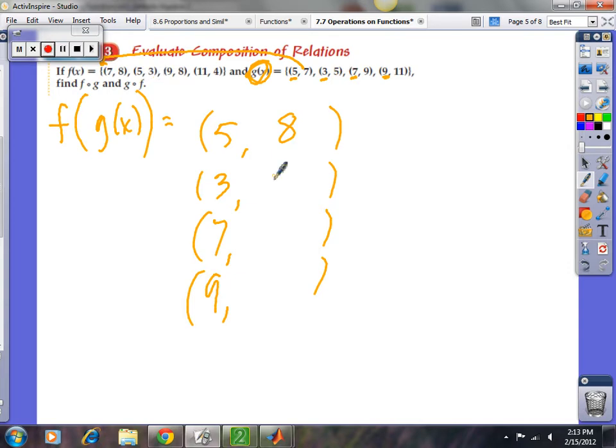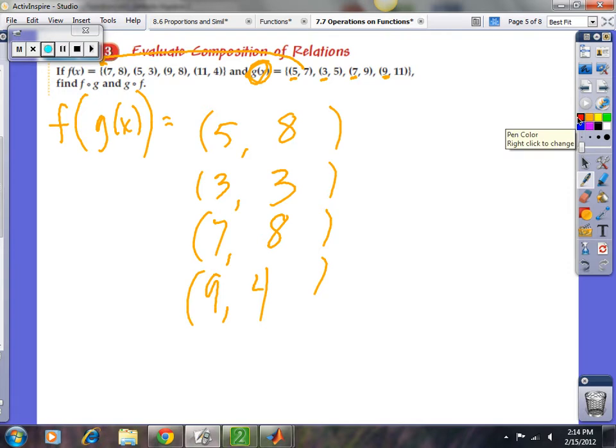Look how you do this. You just go 5, 8, 3, 3. Now you start at 7. You substitute 7 in. 7 gives you a 9. What does 9 give you out? Come over here. 9 gives you out an 8. Substitute a 9 in. It gives you 11. 11 gives you 4 out. So you got 5, 8, 3, 3, 7, 8, 9, 4.